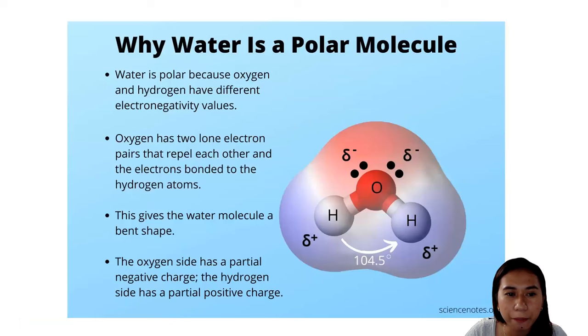So, here, why is water a polar molecule? Okay, water is polar because oxygen and hydrogen have different electronegativity values. So, ito, bent yung shape ng water molecule natin, ha? Remember that bent yung shape.